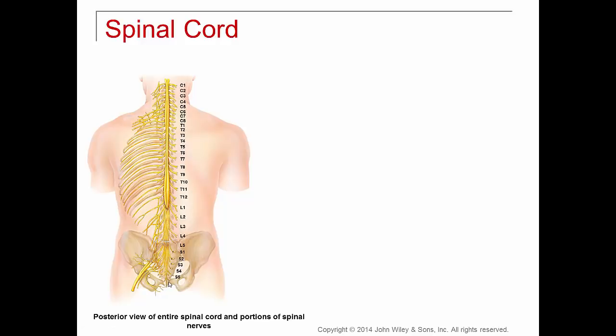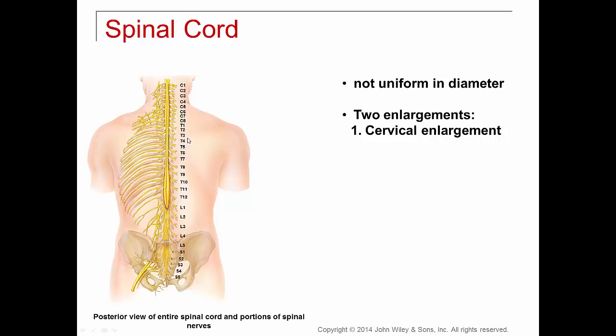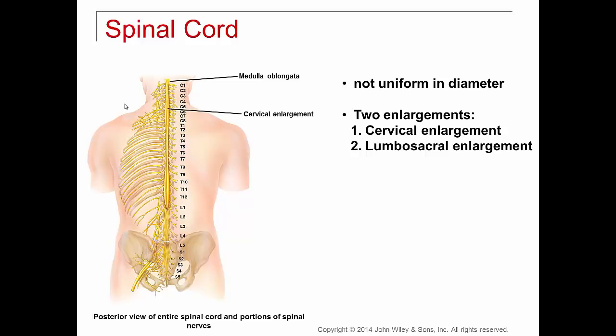While the spinal cord is somewhat circular in cross-section, it's not quite round. Instead, it's flattened slightly on one side. The diameter is also not uniform along its length. There's actually 2 enlargements that you can see here on the image. The first one is called the cervical enlargement. The cervical enlargement occurs between cervical vertebrae C4 and T1. We also have the lumbosacral enlargement. The lumbosacral enlargement occurs at about the level of T9 to about T12.